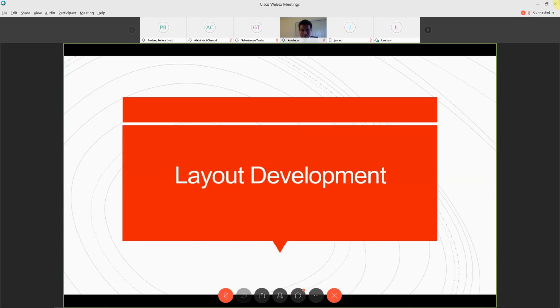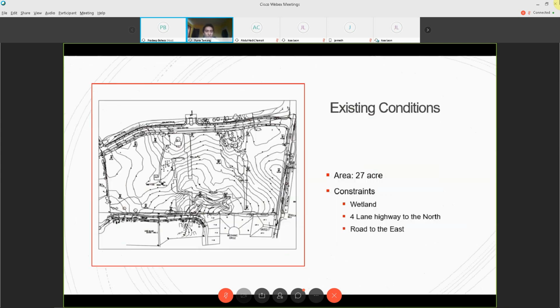Hello guys, I'm Purna. So I'll be talking about the layout development for our project. For our subdivision, we needed a layout on which we could work. Can you go to the next slide? So the way we worked it out, we were given a piece of land which was about 27 acres in area, and it was located in Montgomery County. The land had its constraints, which included a 4-lane highway to the north, a road to the east, and wetland inside.